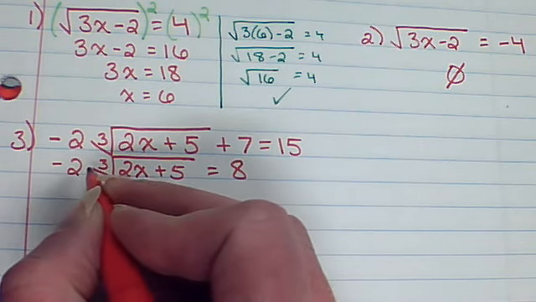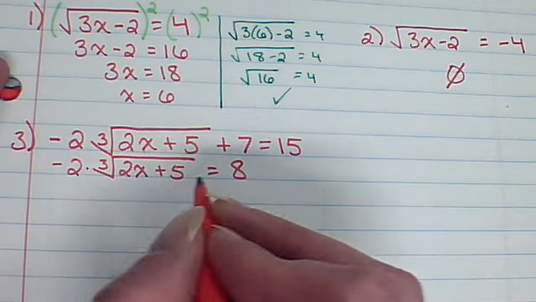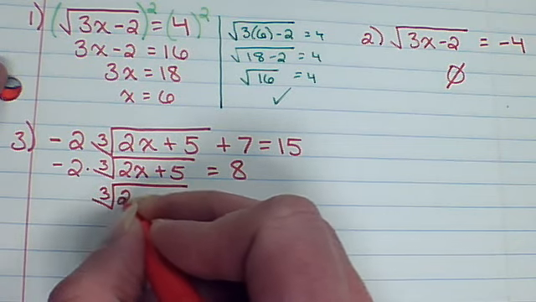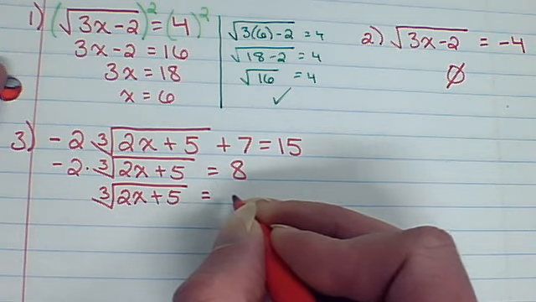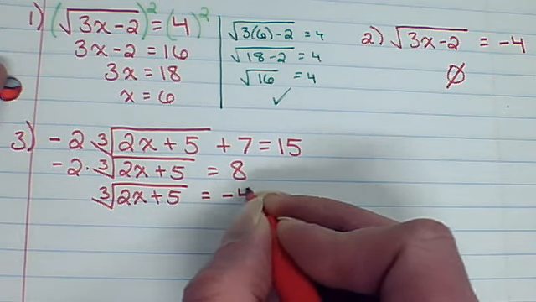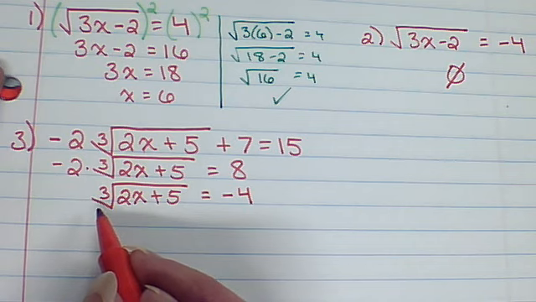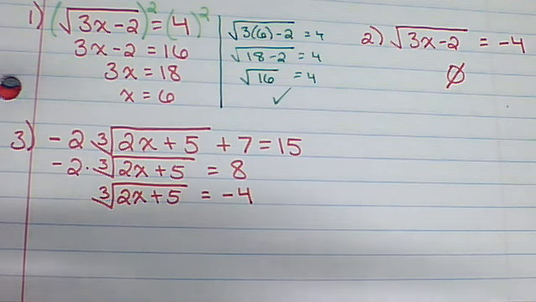Now, we have negative 2 on the outside, and that's multiplication. So to undo that, we divide both sides by negative 2. When I divide 8 by negative 2, I get a negative 4. Now, I want you to pay close attention. This is a cube root. Is it okay for a cube root to be negative? Yes, it is okay for a cube root to be negative.